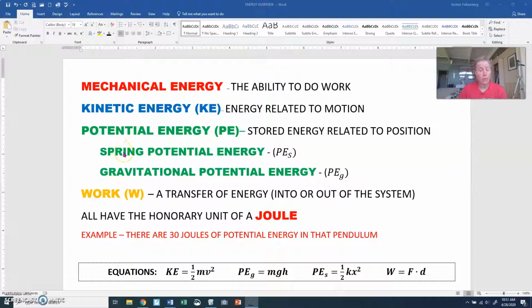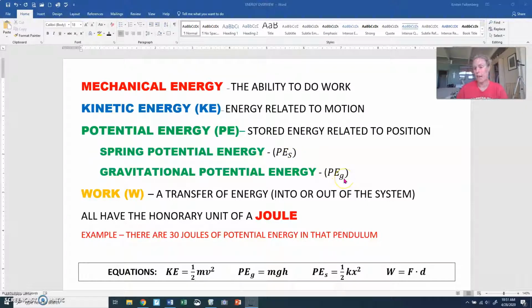I can have a spring sitting there and it doesn't have any stored energy. But if I compress the spring, change its position, then I've got stored energy. Same thing with the rubber band. And then also same with gravitational potential energy. So potential energy, PE I'll use, has two different categories: spring, or some people call it elastic, and then gravitational.